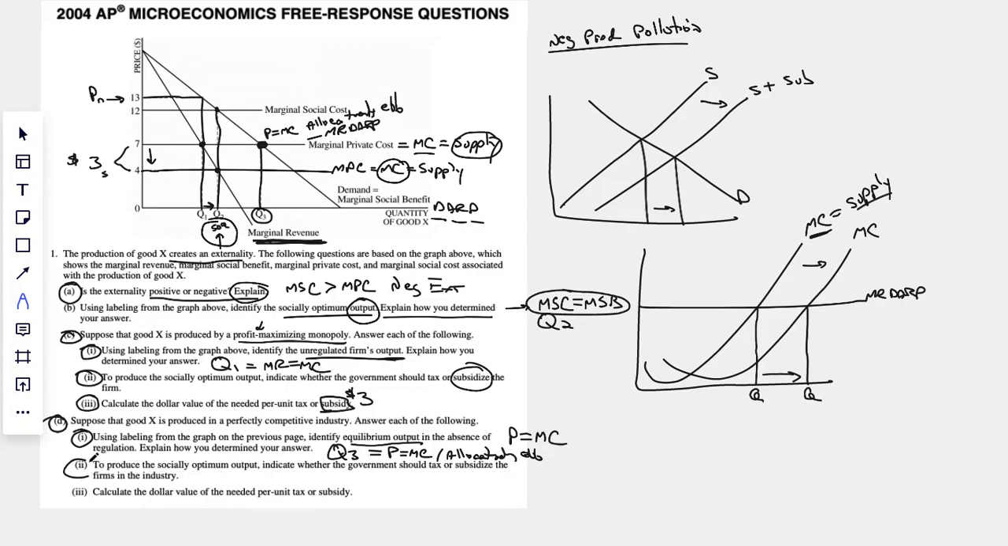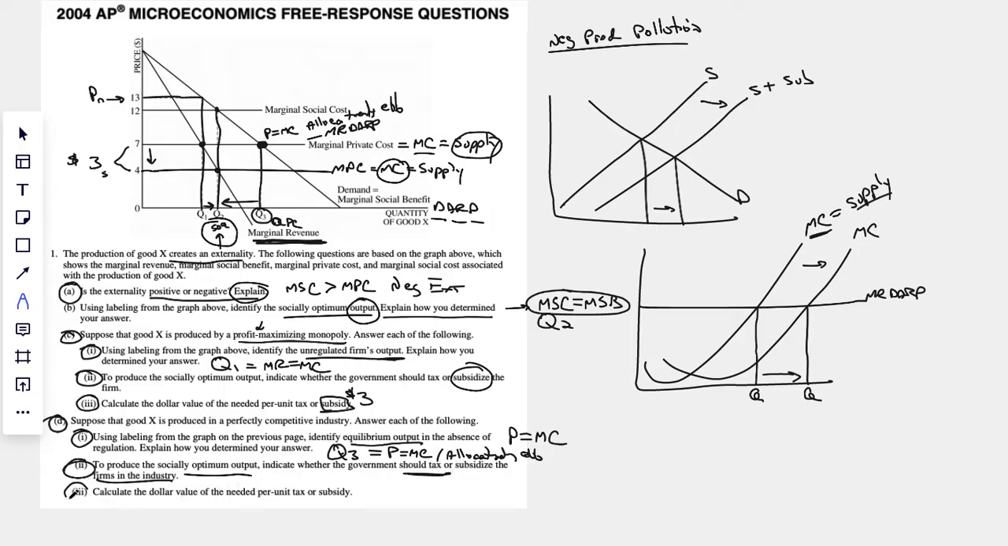All right, to produce a socially optimal output, indicate whether the government should tax or subsidize the firm in the industry. Now, again, we know where our social optimal quantity is at Q3 or Q2. We know the perfectly competitive firm produces at this quantity, and we know we want them to produce less of this good. So we're going to tax them, right?